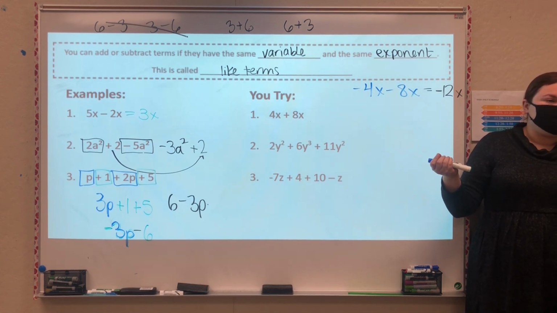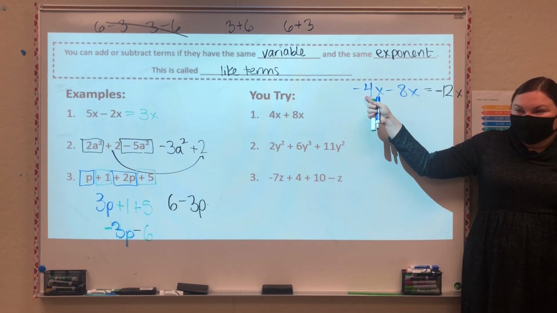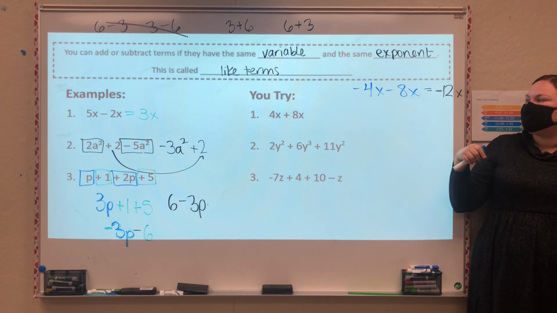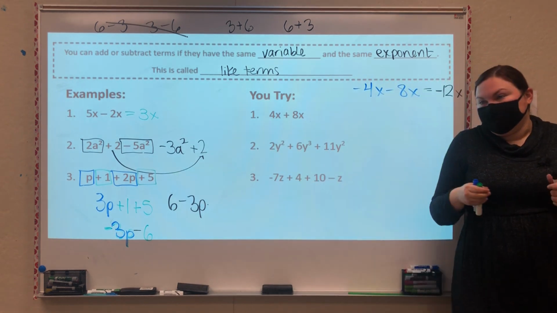You could also go back to all the different problems we've done with money. This is like owing $4. This is owing $8. So now you owe a total of $12. But it's similar to this first one we did here. You just have some negative numbers to worry about.